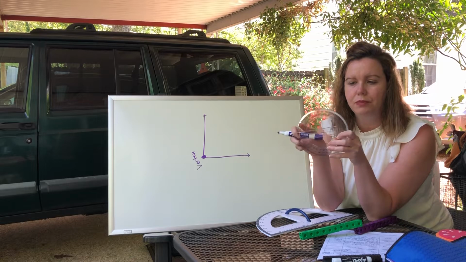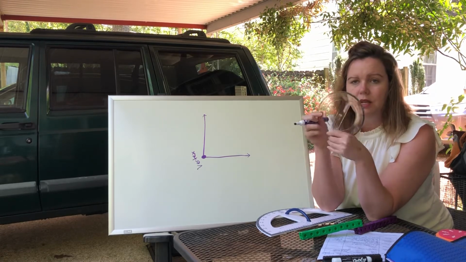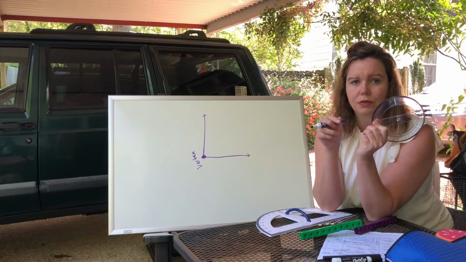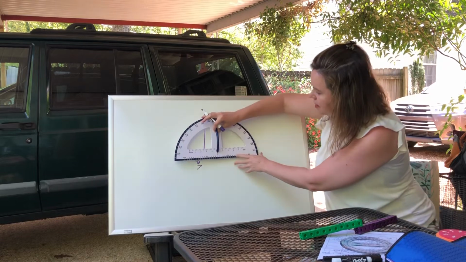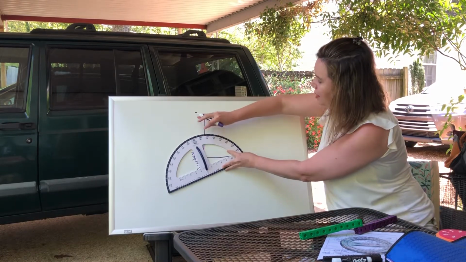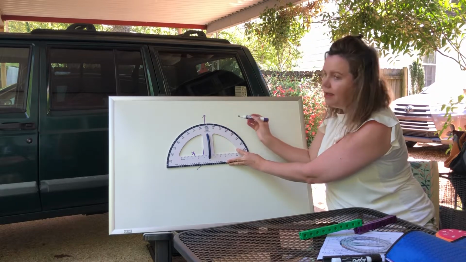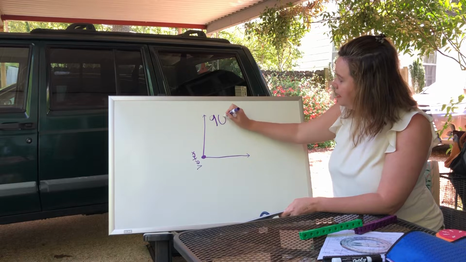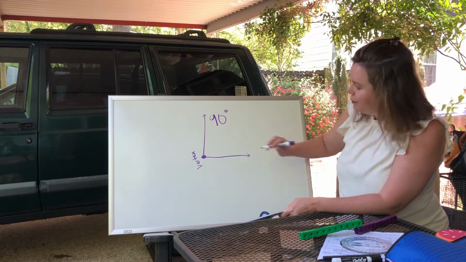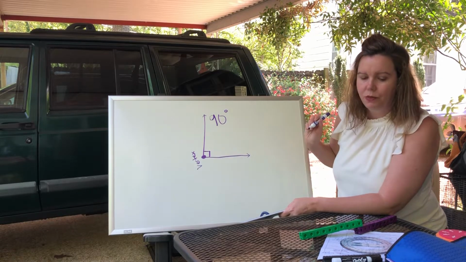Because you've got a protractor here that's 180, and you've got one attached on the bottom, which is also 180. If I was to line this up, it's going to be right at 90 degrees. So this is a 90-degree angle. I can make a square right there.